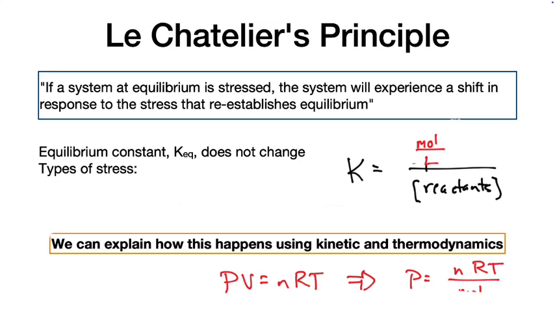Whoops. I wanted volume. What is N? Moles. What is V? That's a fair answer to that. I was looking for liters. Okay. And so right out of PV equals nRT, we have concentration directly related to pressure, which means changing the pressure will also change our equilibrium constant. So that can be another stressor to the system.